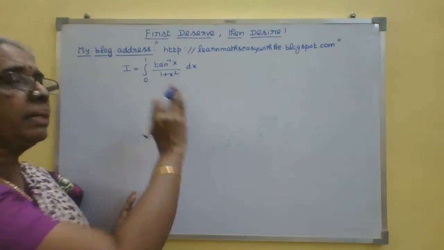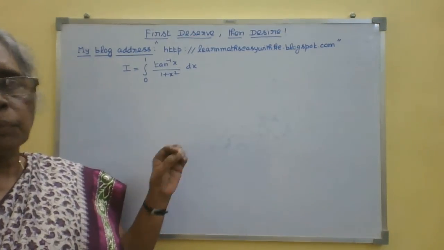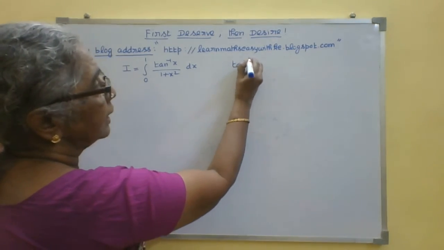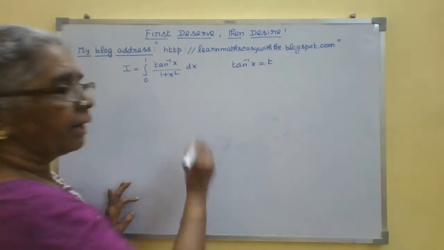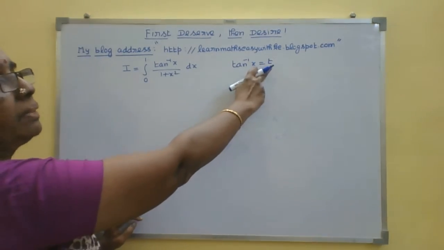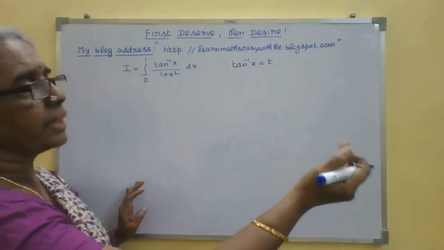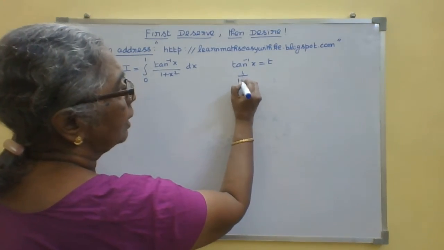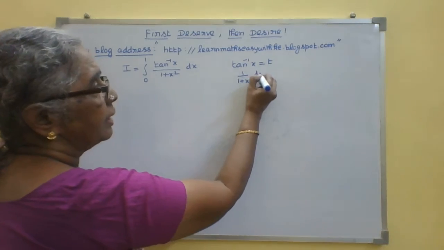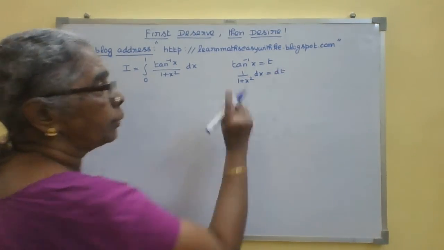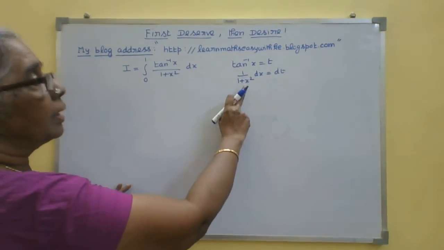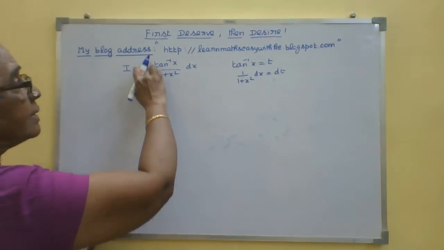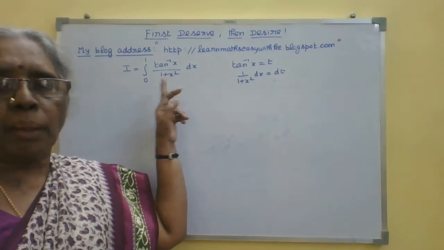So here this sum has to be done using the substitution method. So now let me write tan inverse x is equal to t, right? When I substitute tan inverse x as t, the next step will be differentiation. So you will write 1 by 1 plus x squared dx, that will be equal to dt. Then in this definite integral, one more step you have to write. The limits 0 and 1 are for the variable x.